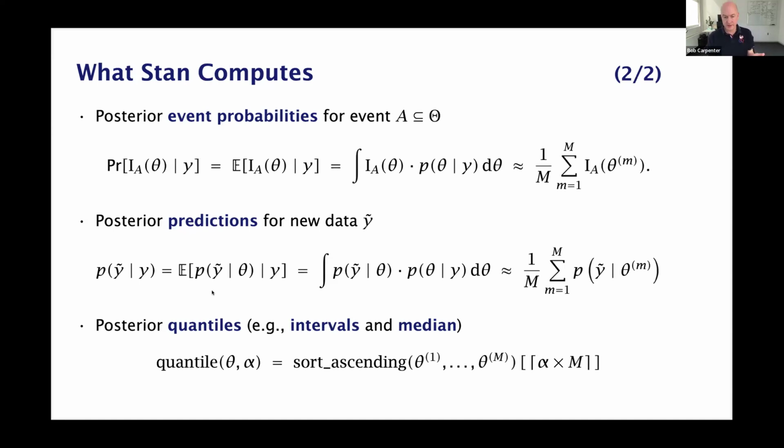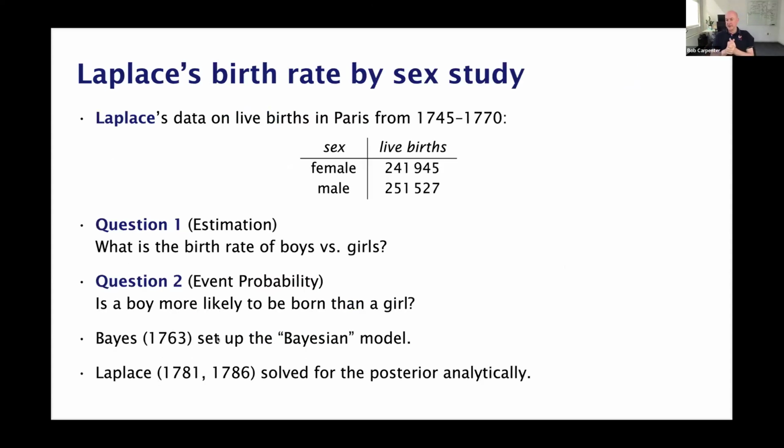right? Posterior predictions for new data look exactly the same. It's just the expectation of the predictive density given theta, conditioned on y, right? We can do posterior quantiles in the ordinary way by just taking empirical quantiles on the actual draws. That's the only thing that's not an expectation, but if you turn it around, you can think of it as an expectation as well. So let's go through a first example.